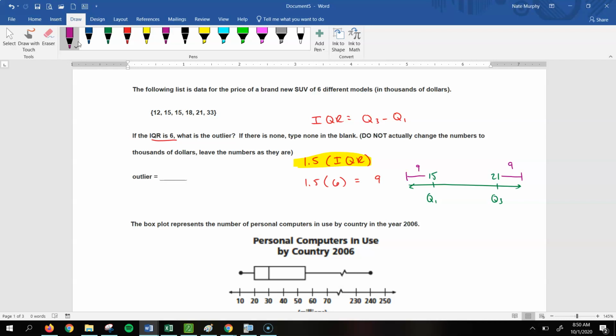We're going to put that on both ends of our data here with our Q3 and our Q1. So 21 plus 9 is 30. So anything bigger than 30 would be an outlier. And down here with the 15, we would subtract 9 because we're going to the left on the number line. And so 15 minus 9 would be 6. So anything smaller than 6 would be an outlier. When you look at your data, there's no number smaller than 6. But we do have 33, which is larger than 30. So 33 would be your outlier.